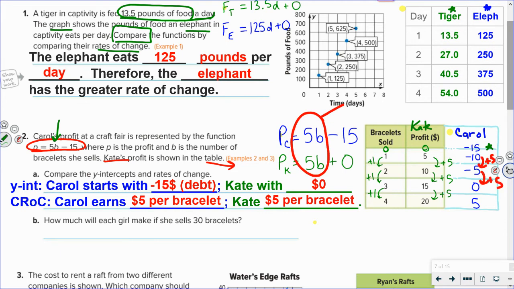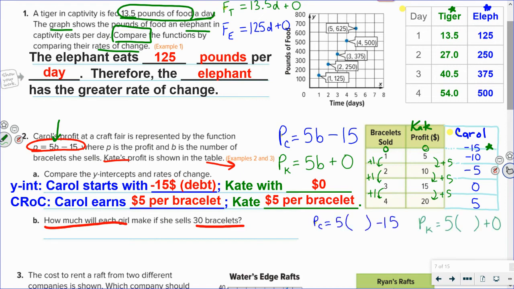So they have the same constant rate of change. Now let's move that into B. How much will each girl make if they sell 30 bracelets?